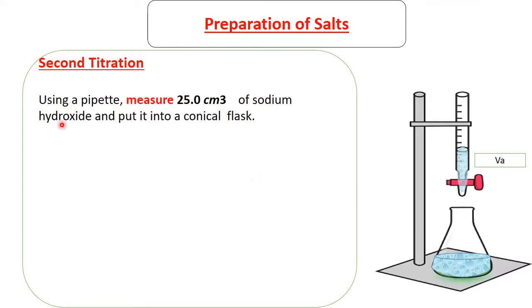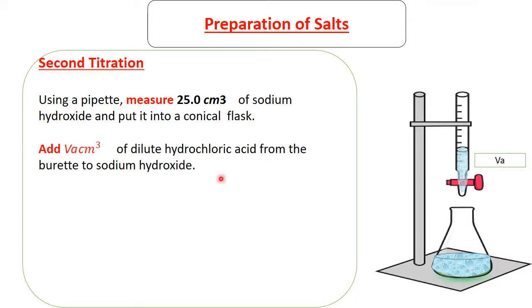So the instructions are: using a pipette, measure 25 centimeter cubed of sodium hydroxide and put it into the conical flask. So you have it in the conical flask here. Second, add VA centimeter cubed of the acid from the burette to the sodium hydroxide. So from the burette here, you open till all this acid goes here. You shake to make sure that the reaction happens. Then the next steps are very important. Neutralization is used to prepare a soluble salt.